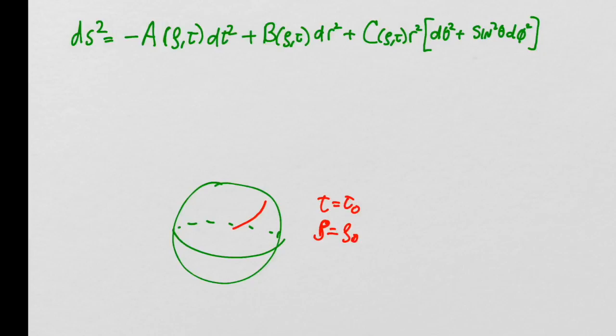And there's going to be no variation in time and no variation in rho. So when we measure this, we're not going to be dealing with this term or with this term, because dt and dr are going to be 0. We are, however, going to allow theta and phi to shift around. So how would we measure such a thing?